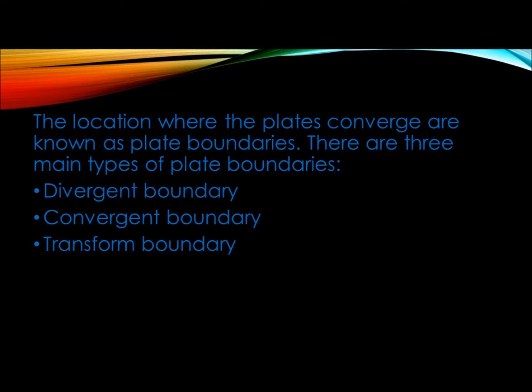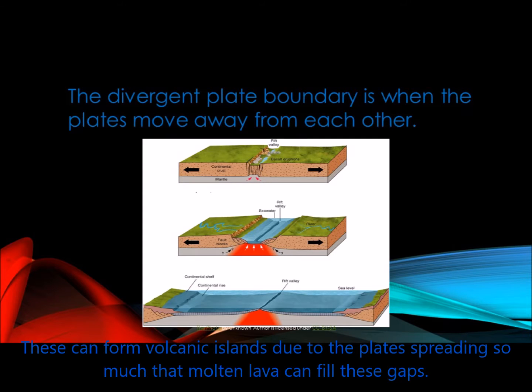There are three main types of plate boundaries: the divergent boundary, the convergent boundary, and the transform boundary. The divergent plate boundary is when the plates move away from each other. These can form volcanic islands due to plates spreading so much that molten lava can fill these gaps.